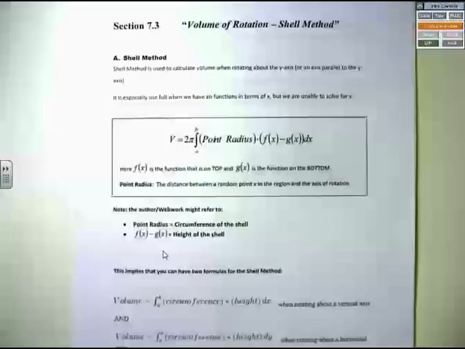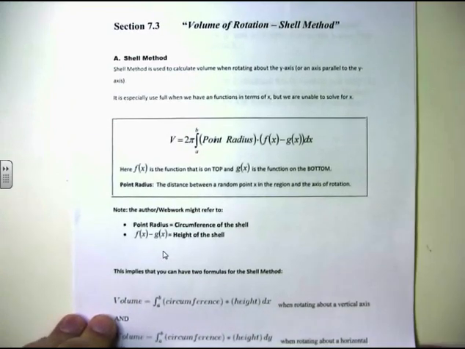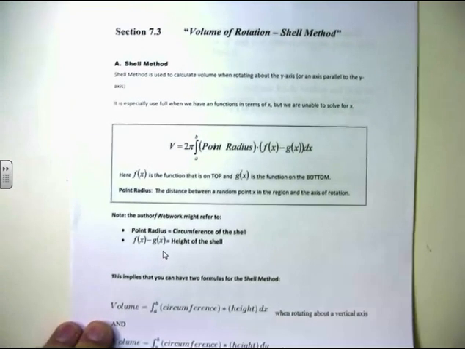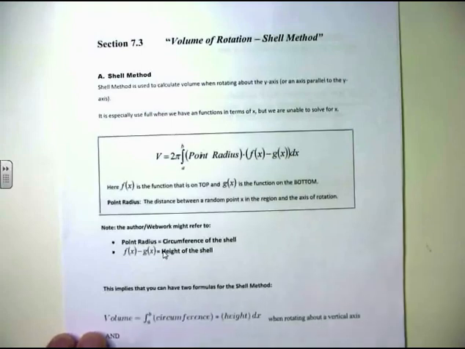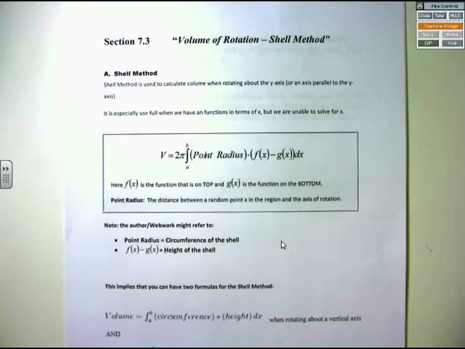Well, welcome back. We're now in section 7.3, continuing with this idea of rotating things around a particular axis. And 7.2 and 7.3 are closely connected. In 7.2, we were doing what we call the disk washer method on rotating axis. If you'll notice, the pattern was that your functions were in terms of x, and then you were rotating around the x-axis, or something parallel to the x-axis, or the function was in terms of y, and you were rotating around the y-axis, or something parallel to the y-axis.